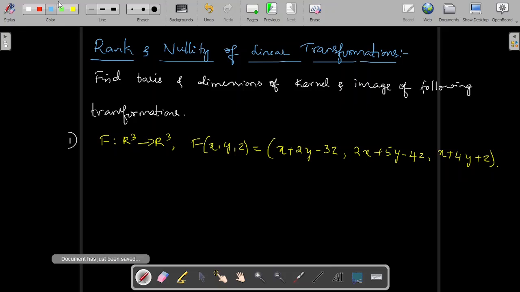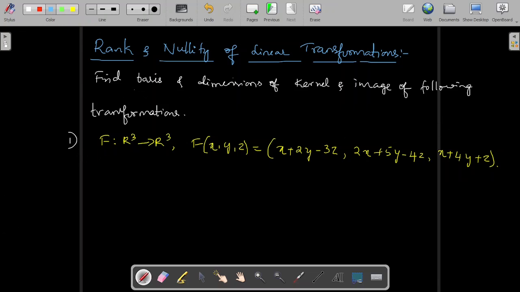Hello everyone. In this video, I'll solve a few more problems related to finding rank and nullity of a linear transformation. In the last video, I had explained what is rank and nullity of a linear transformation, and I had given you examples where the transformations were simple. If the transformations are not simple, then how do we find out the rank and nullity of a transformation? Let us see that.